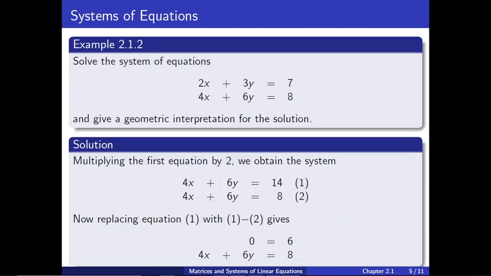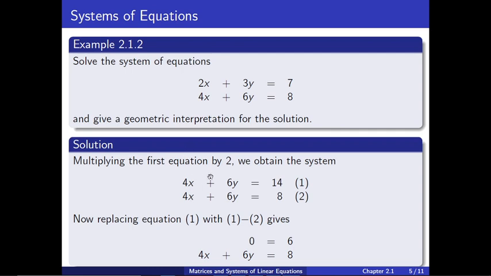Let's go on to a different equation that will give us a different type of solution. This is example 2.1.2 in the textbook. Solve the system of equations 2x plus 3y is equal to 7 and 4x plus 6y is equal to 8, and give a geometric interpretation for the solution.